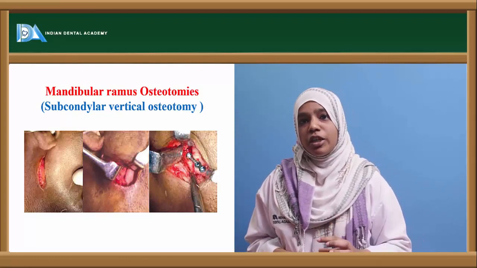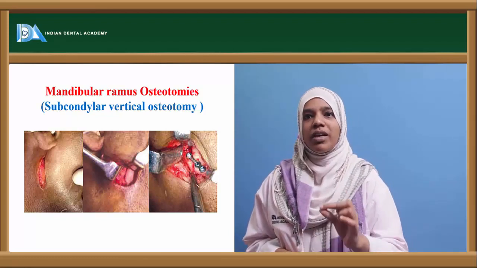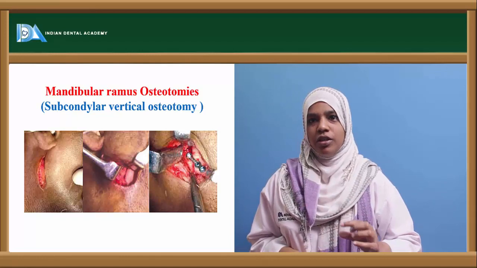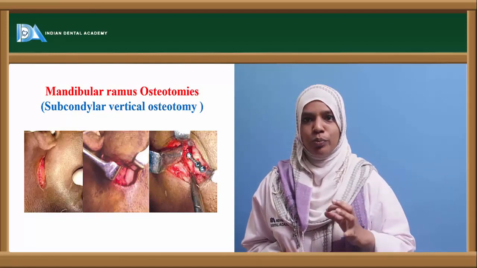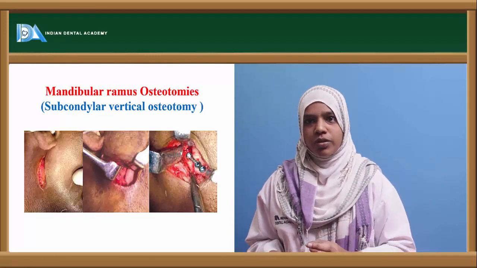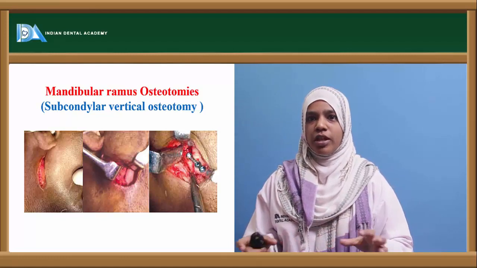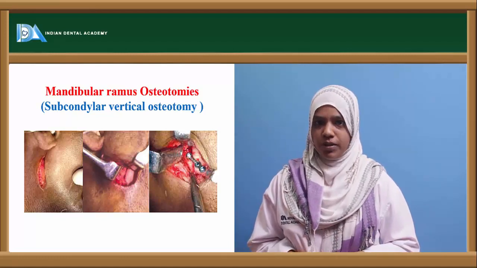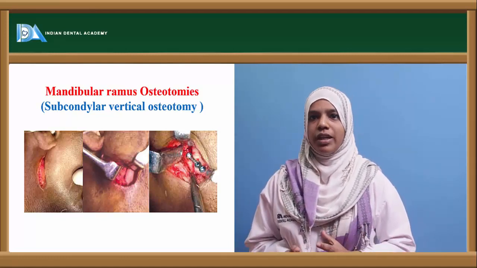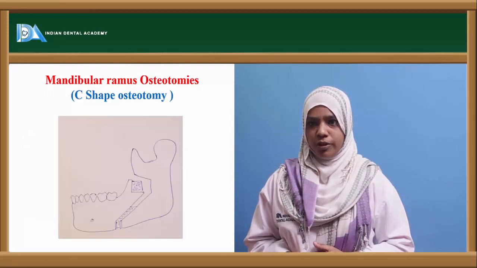Now before you plate it, you have to fix the mandible to the maxilla by intermaxillary fixation. So here the splint comes into the picture. You put your final splint, you reposition the teeth in the proper position and then you fix your osteotomy segment. You will close the wound in layers and suture it.